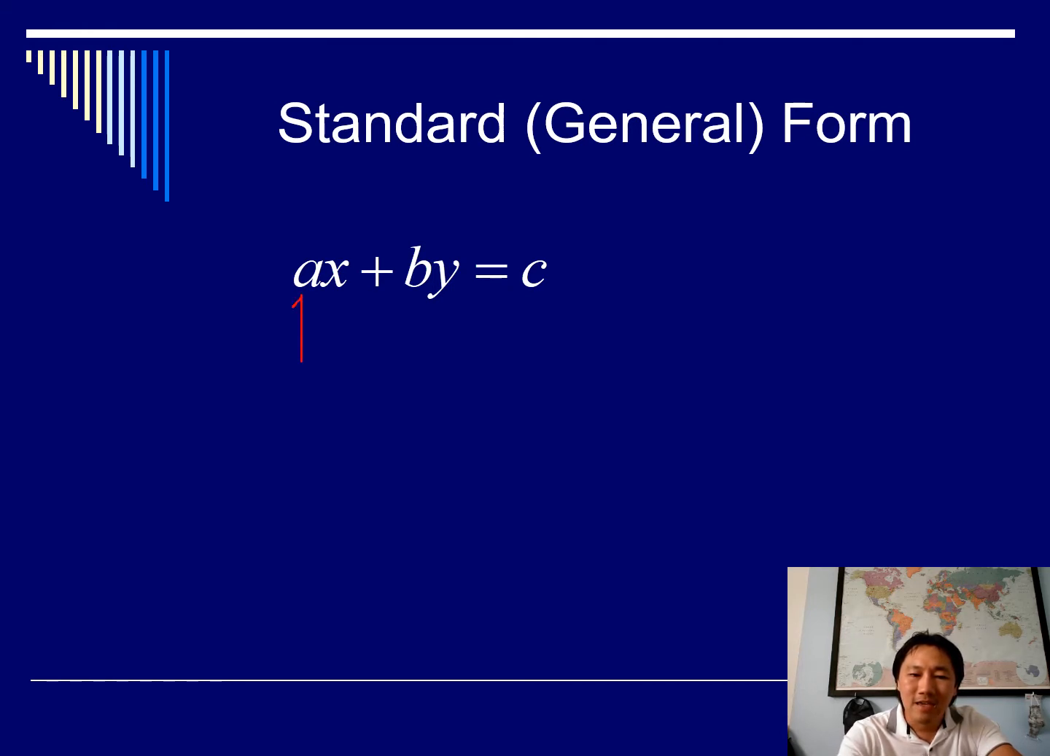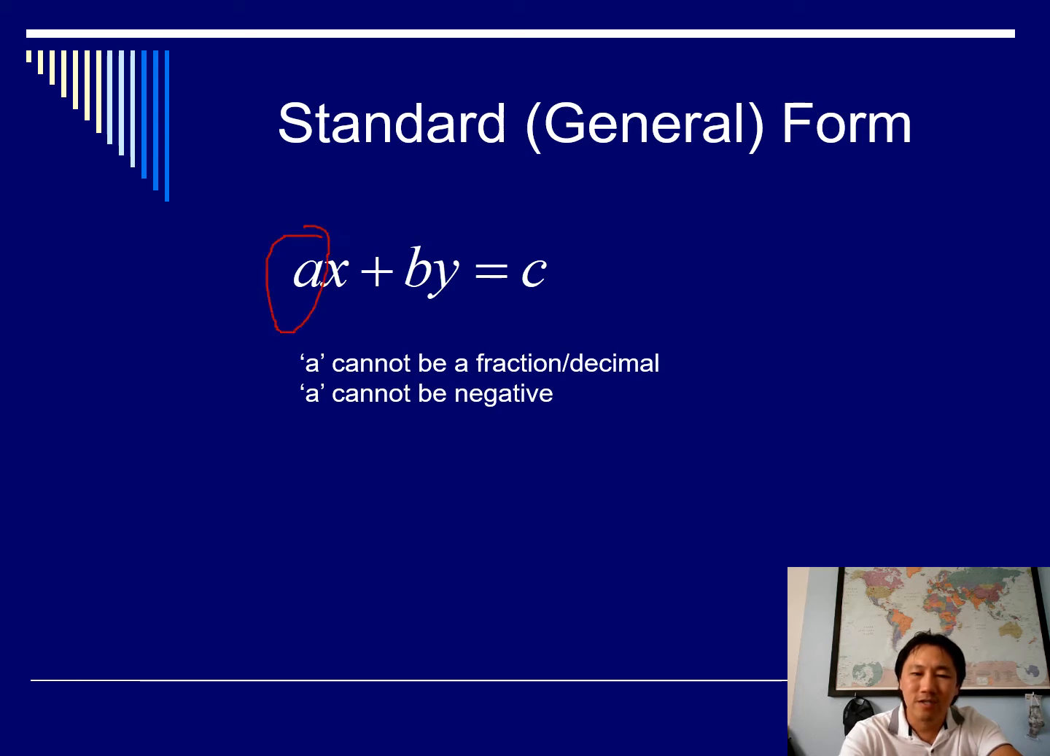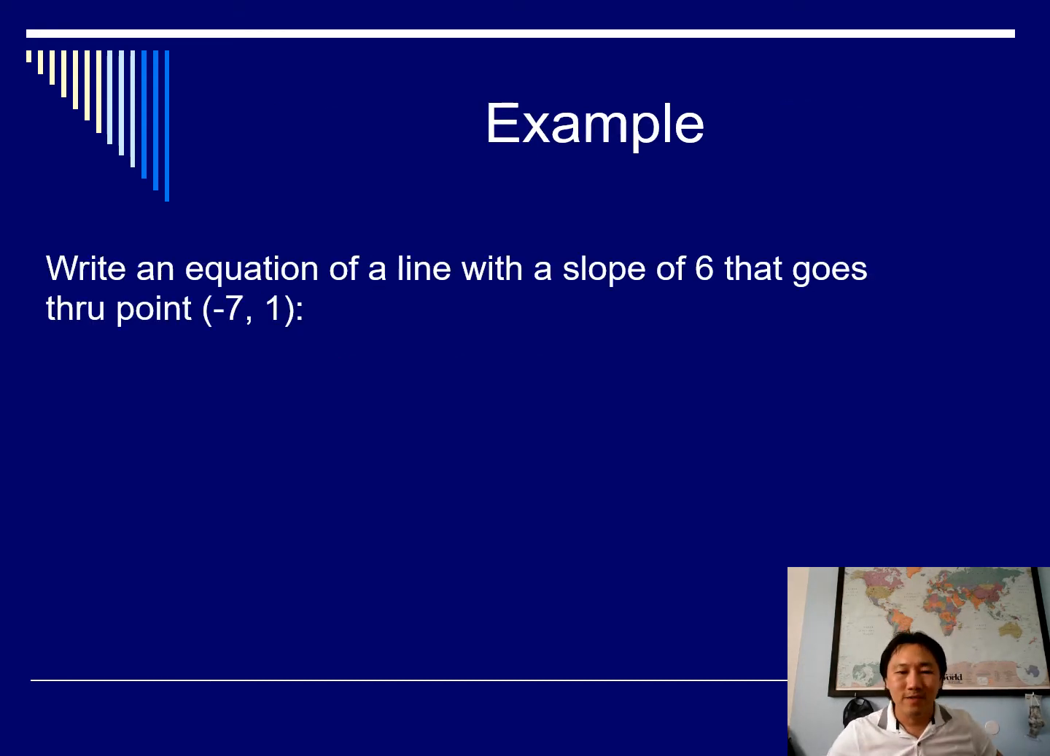The a has a few restrictions. It cannot be a fraction or a decimal, and the a cannot be negative. So it's called the leading coefficient. It can't be a fraction, a decimal, or negative. All right, and we'll do a few examples just to review for you guys. Okay, let's do an example.